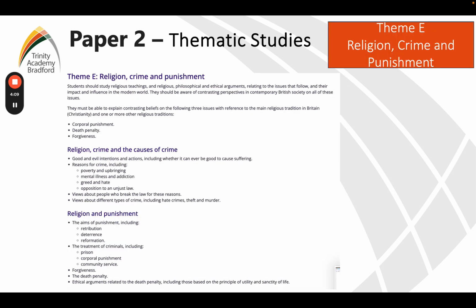And then finally, theme E is religion, crime and punishment, looking at the ideas of good and evil, how crime can cause things like poverty, so looking at different viewpoints around that, and then looking at the treatment of criminals in prison, corporal punishment and community service.